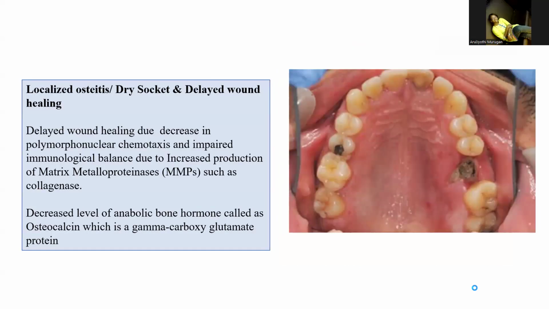The third complication is poor wound healing. When the patient is subjected to extraction, the wound healing would be delayed, or it could cause localized osteitis or dry socket. The wound healing capacity is delayed due to a decrease in polymorphonuclear chemotaxis and impaired immunological balance due to increased production of matrix metalloproteinases, that is MMPs, such as collagenase. The decreased level of the anabolic bone hormone osteocalcin, which is the gamma carboxyglutamate protein, can also cause delayed wound healing.